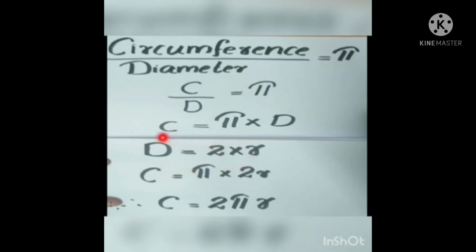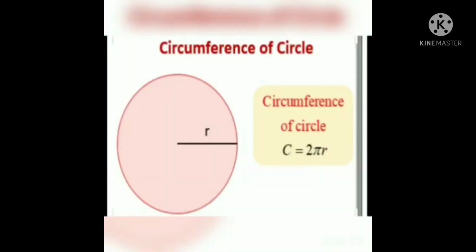So again substituting here, what do we get? Circumference is equal to pi into 2r. Instead of D I gave 2r. 2r is 2 times radius, which is the diameter. Now finally we get circumference 2 pi r. So what is the formula for the circumference of a circle?